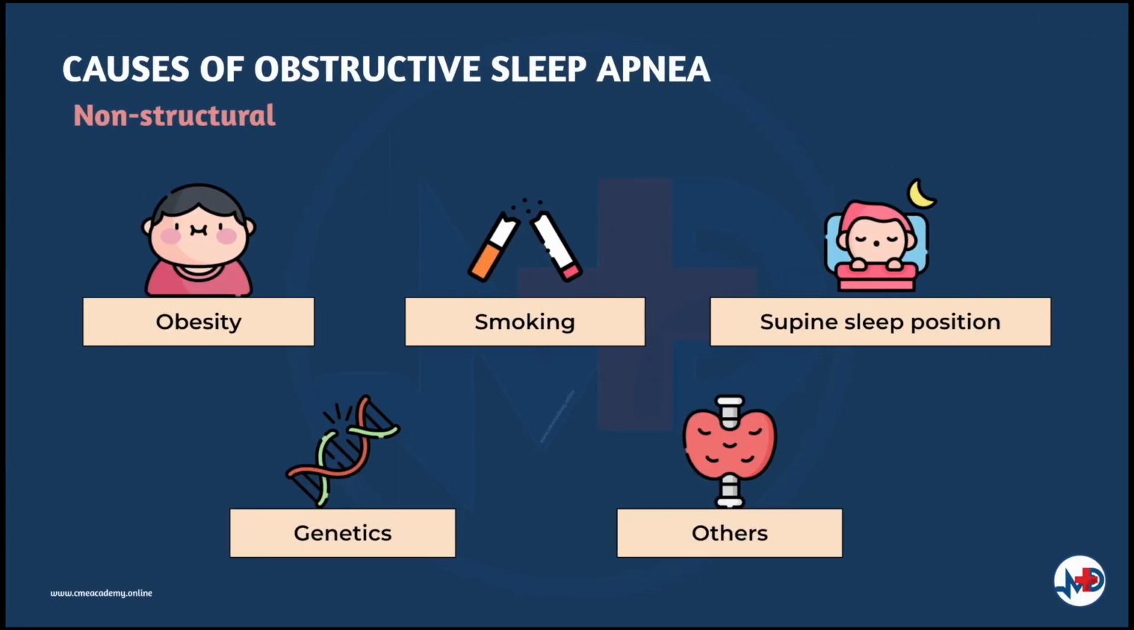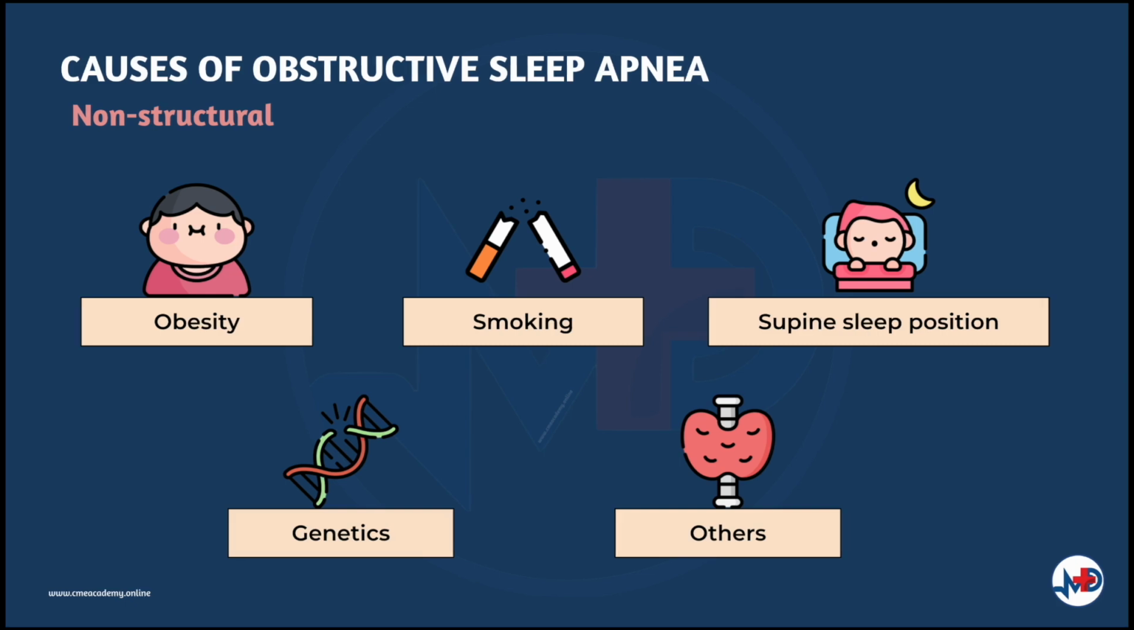Non-structural causes encompass factors such as obesity, smoking, and sleeping in a supine position. Other notable causes are hypothyroidism, acromegaly, neurologic syndromes, and genetics.